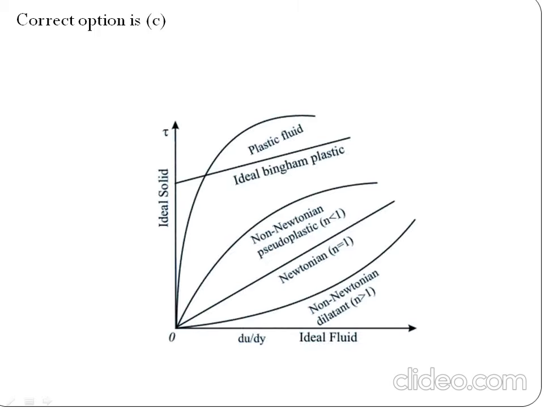Question 13. An oil of specific gravity 0.9 has a viscosity of 0.28 Stokes at 38 degrees. What will be the viscosity in Newton second per meter square? Option A 0.252, option B 0.0311, option C 0.0252, option D 0.0206. So the correct option is C.